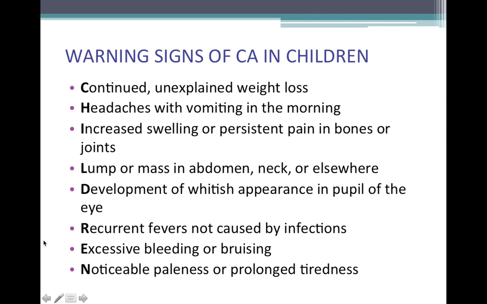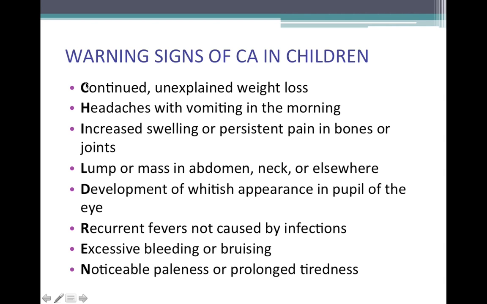Now, this is different than the warning signs of cancer in children. In fact, we use a different mnemonic for cancer in children, and what's kind of cool about this is that our mnemonic is CHILDREN. So the C in CHILDREN means continued unexplained weight loss. H is headaches and vomiting in the morning. I is increased swelling and persistent pain in bones or joints. L is lump or mass in the abdomen or neck. D is development of whitish appearance in the pupil. R is recurrent fevers not caused by infection. E here is excessive bleeding. And N is noticeable paleness.